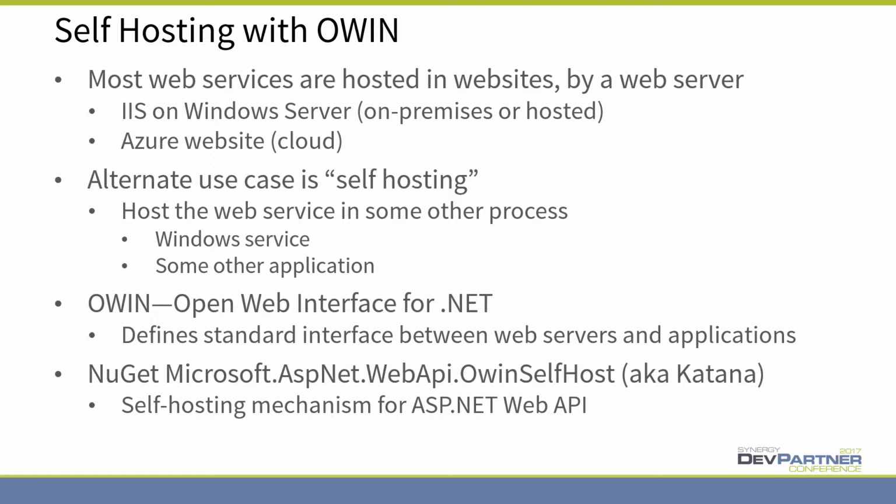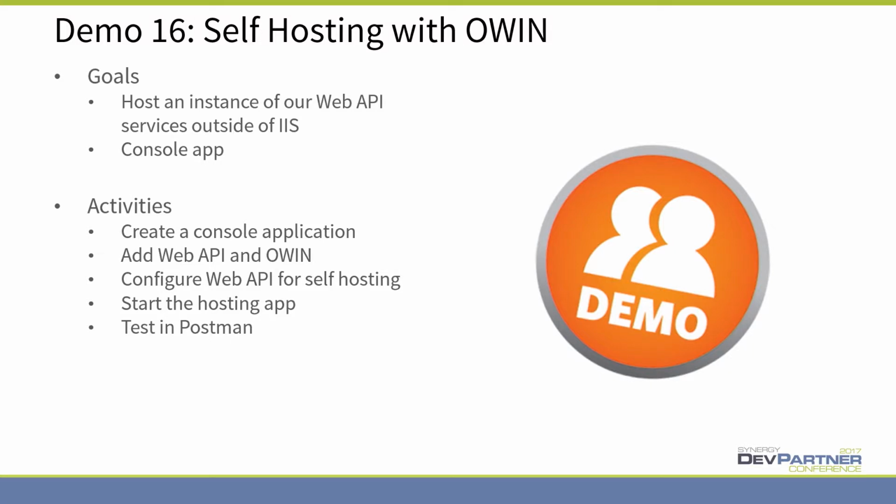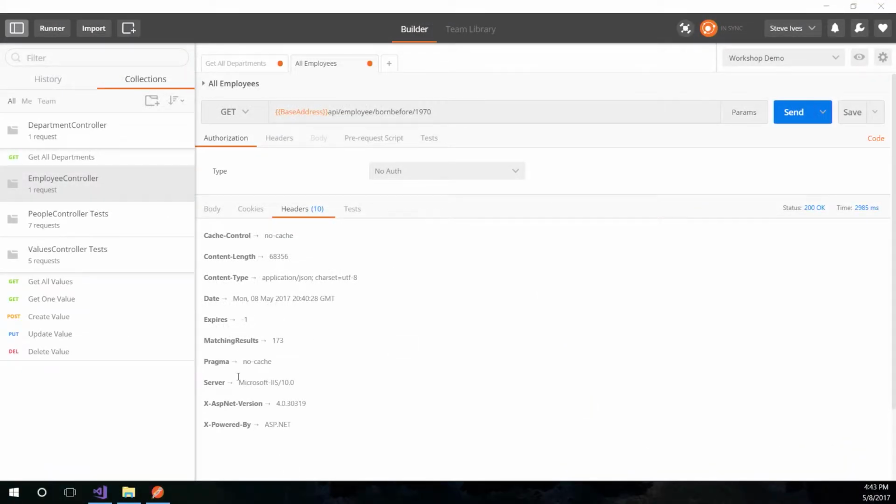The way you implement self-hosting with Web API is you use something called OWIN. OWIN stands for the Open Web Interface for .NET, and it's a thing you can get from NuGet. It's a Microsoft thing. It used to be called Katana. If you're watching some stuff online, you might frequently see it referred to as Katana. And it's basically a sample environment for implementing self-hosting mechanisms for ASP.NET Web API. And it's pretty straightforward. So, rather than talk about it, let's just do it.